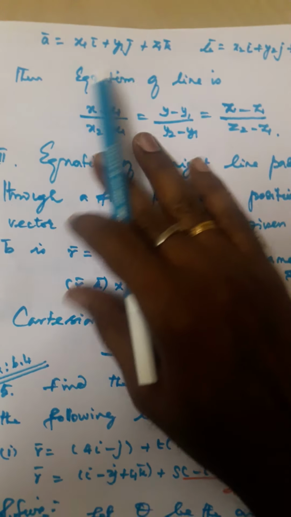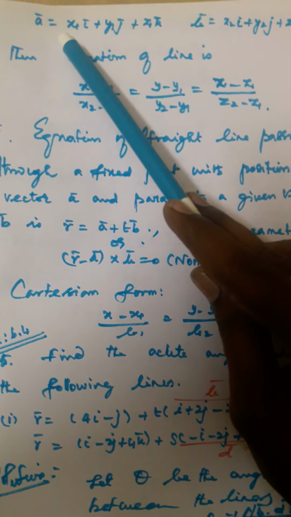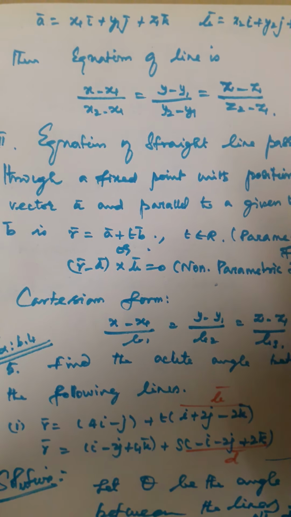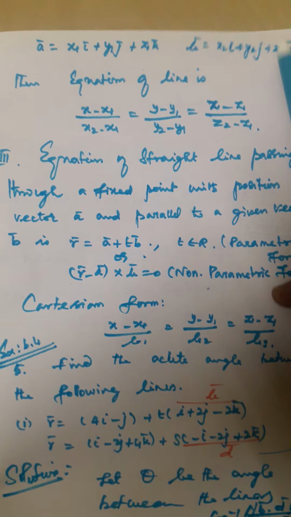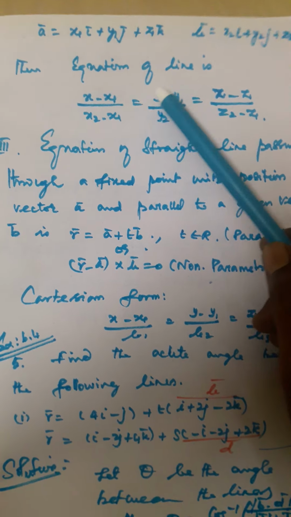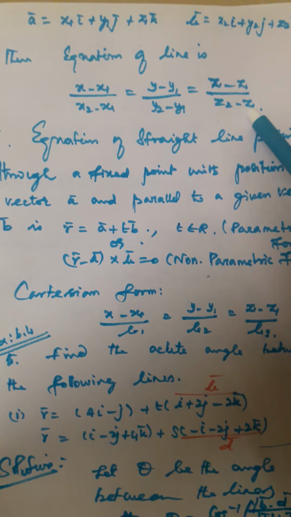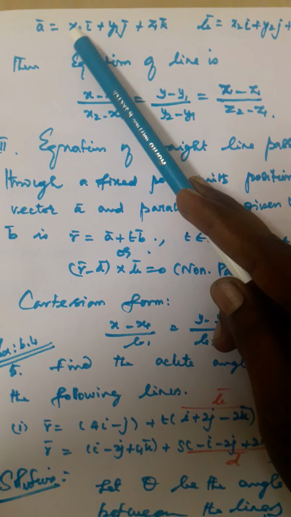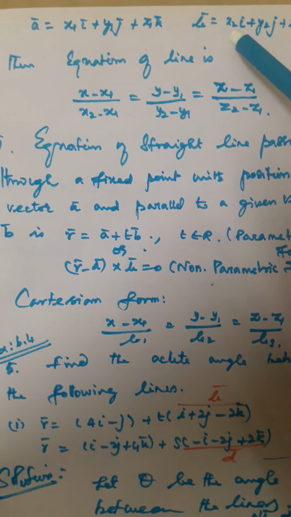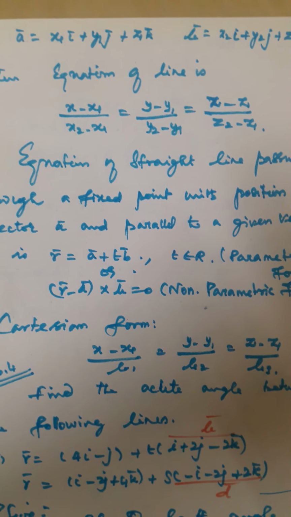Now the same equation of straight line passing through two given points in Cartesian form. Cartesian is related with x1, y1, z1 and x2, y2, z2. The equation of line is given by x minus x1 by x2 minus x1 equal to y minus y1 by y2 minus y1 equal to z minus z1 by z2 minus z1. What is your a vector? It is nothing but x1, y1, z1. The numbers you have to take as x1, y1, z1. From the second one you take x2, y2, z2. That's the difference.